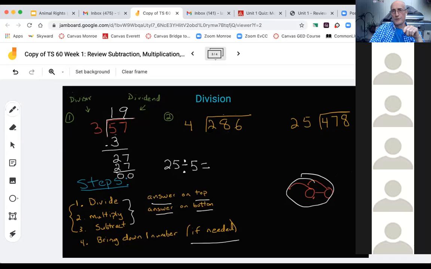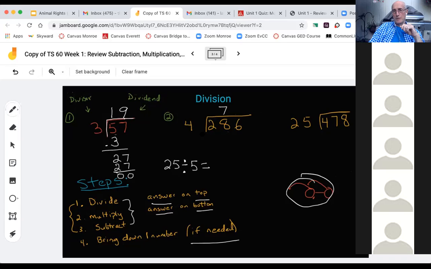Will 4 go into 2? Okay, I'm dividing into the first digit here. It won't, because 2 is smaller. Okay, will 4 go into 28? Yes. Okay, how many times is 4 going into 28? Let's see, 4 times 7 is 28. All right, so now I put the answer on the top, 7.